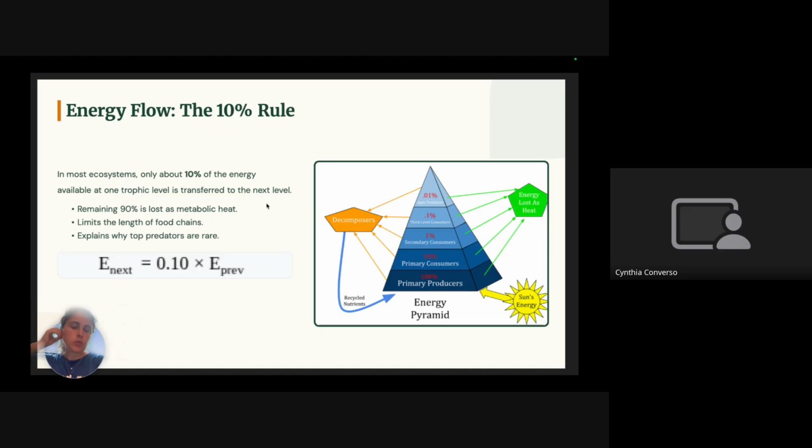This also helps to explain why there are so many fewer animals as you go up trophic levels. I know I said that kind of weird. So it explains why top predators are rare, right? Because not all of the energy makes it to the next level. So if you have 10,000 plants, you may have 1,000 mice, and you may have 100 snakes, and you may have 10 hawks.